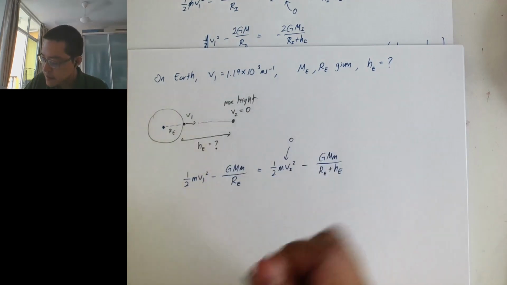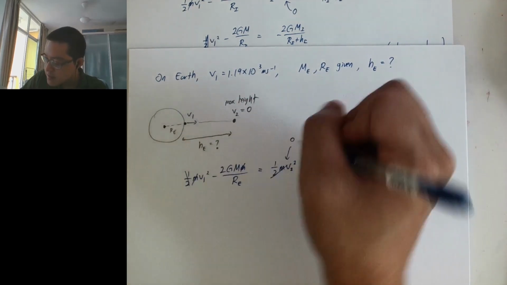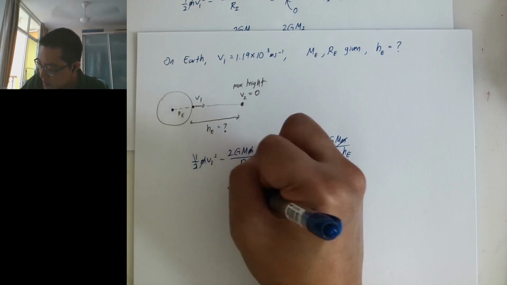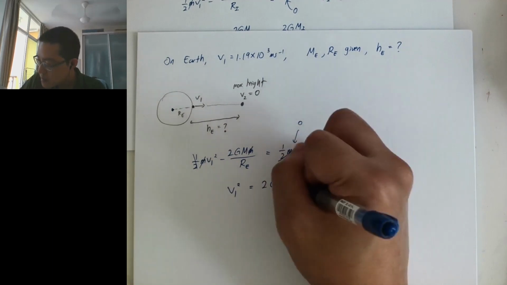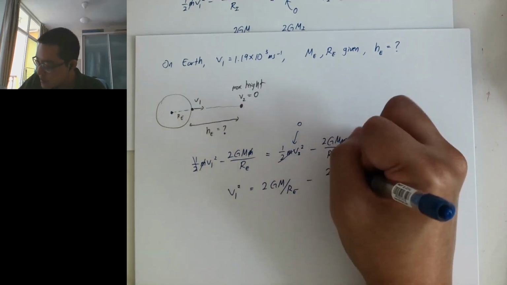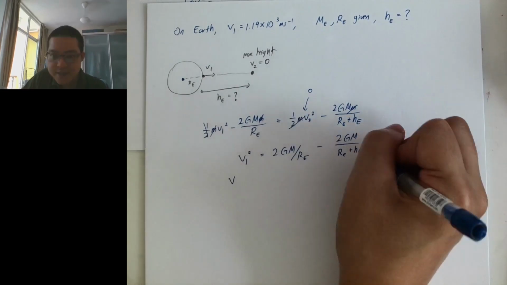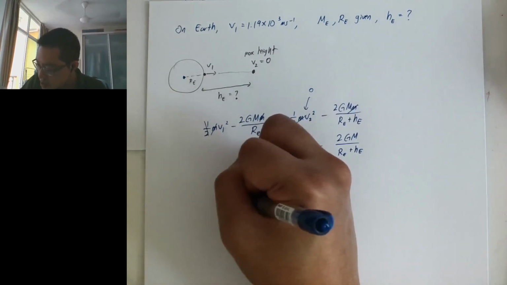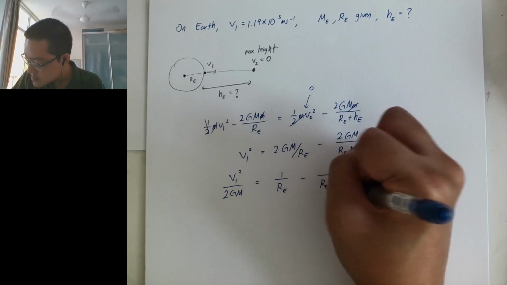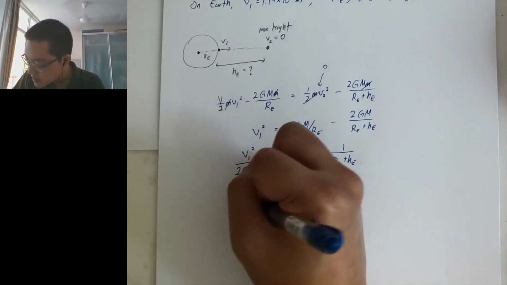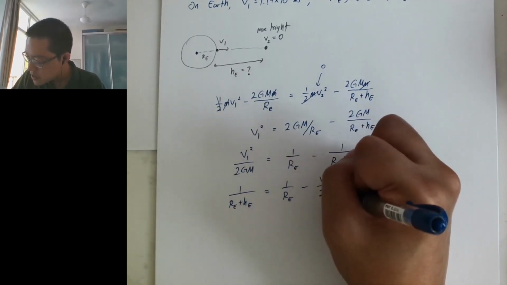Let's simplify a bit. Firstly, let's cancel the m, and this term is 0. Let me take out the half and multiply by 2 so it's easier to handle. So I got v1 squared equals, bring this over, 2GM over Re, minus 2GM over Re plus He. And then I want to find this, so it's just math and algebra now. I divide by 2GM on both sides, and I got 1 over Re minus 1 over Re plus He. So Re plus He is equal to 1 over this minus v1 squared over 2GM.